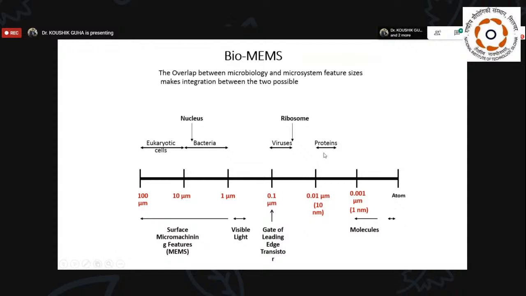Because these two can coincide with each other, since the same size scale is there in MEMS and also in the biological parameters, people thought that it can be a good technology or good tool to detect these types of viruses or bacteria or pathogens or proteins, and to make use of this technology for easy and very precise detection. So that's why BioMEMS are very, very interesting, and a lot of people are working in this research domain.